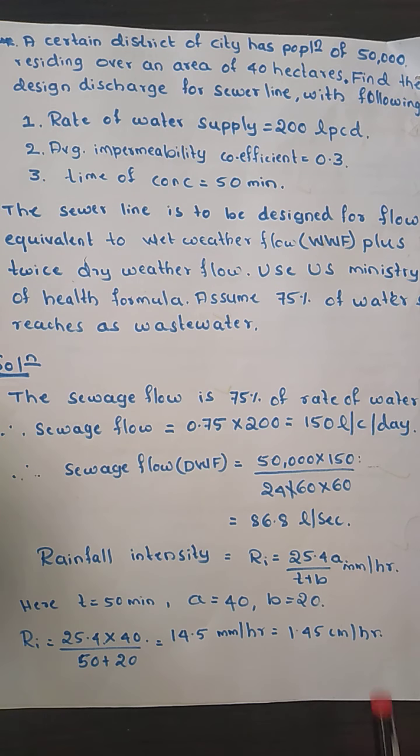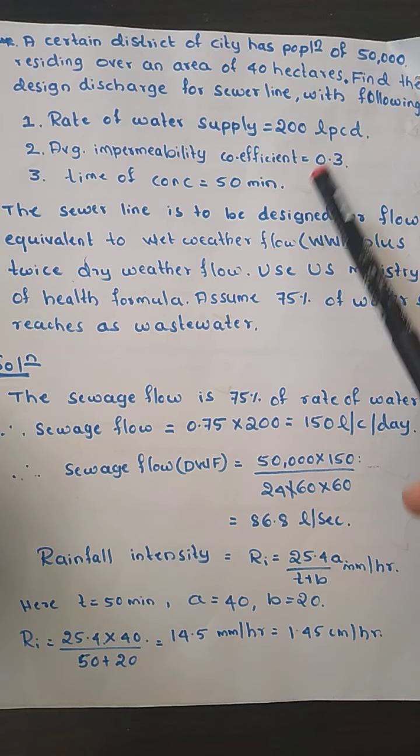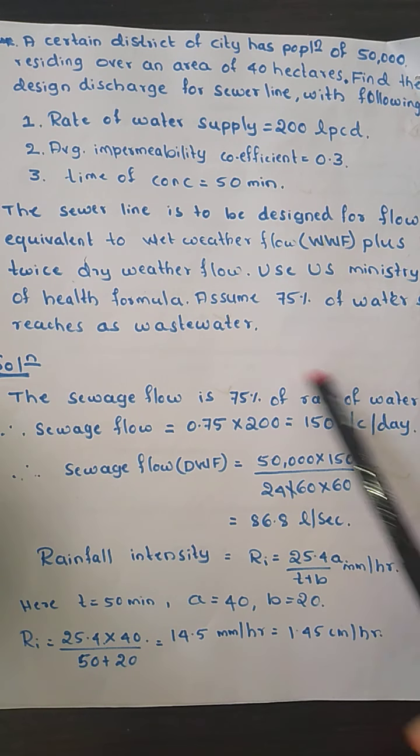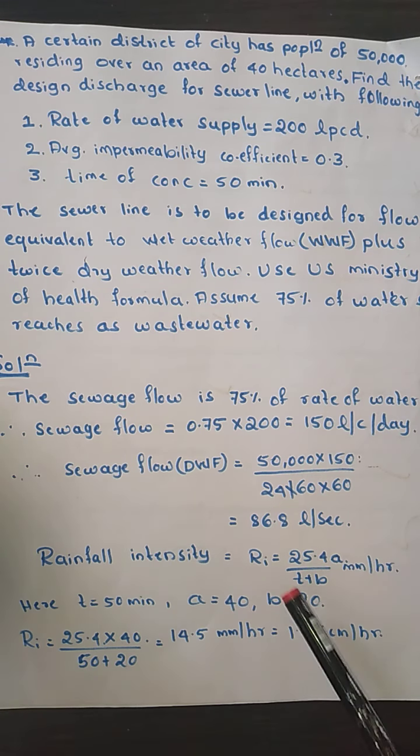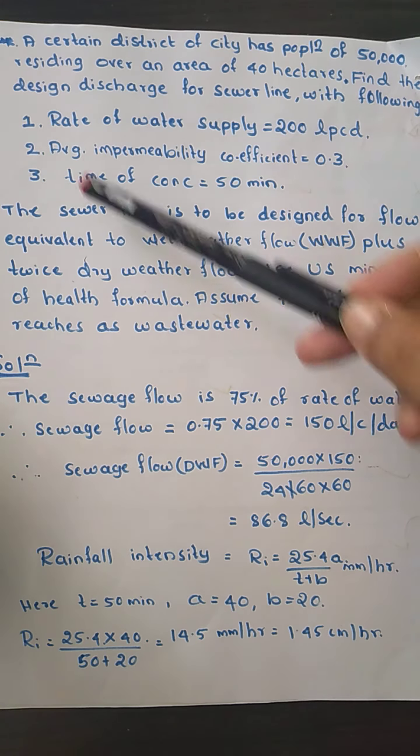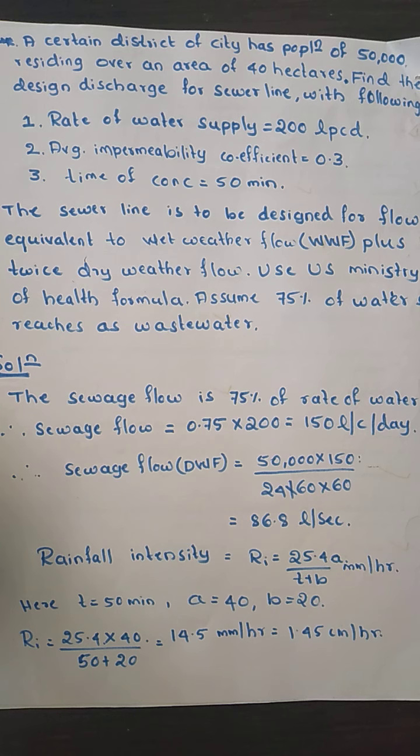Now the rainfall intensity Ri can be given by 25.4 A divided by T plus B. Here T is 50 minutes, the time of concentration they have given. This dry weather flow we have determined. Now we need to find out the wet weather flow, that is, depending upon the ground condition, how much quantity of water is going to flow during the rainy season, including the dry weather flow.